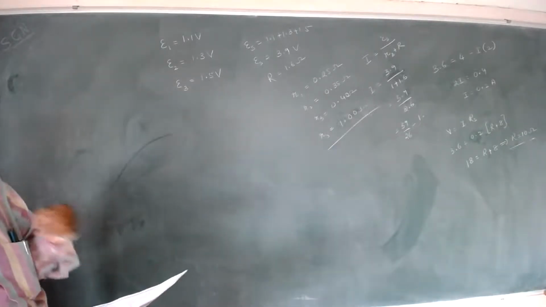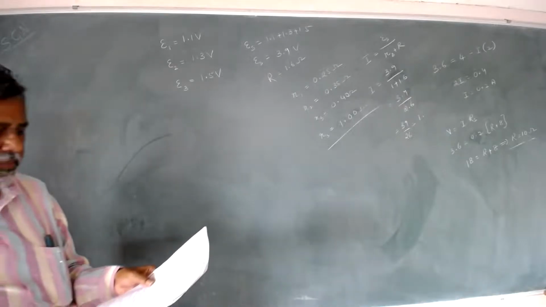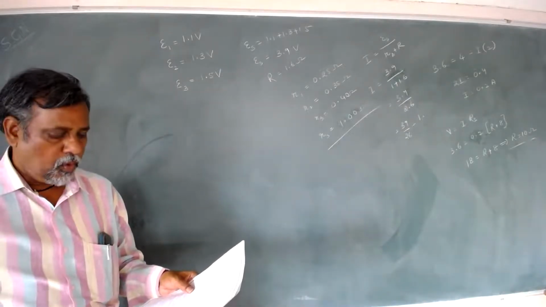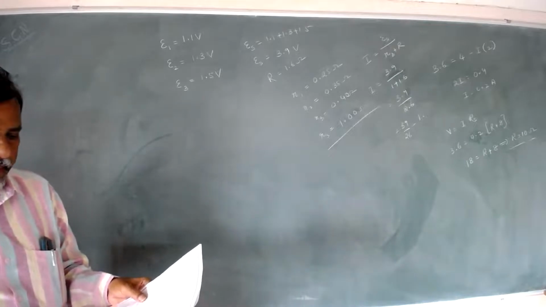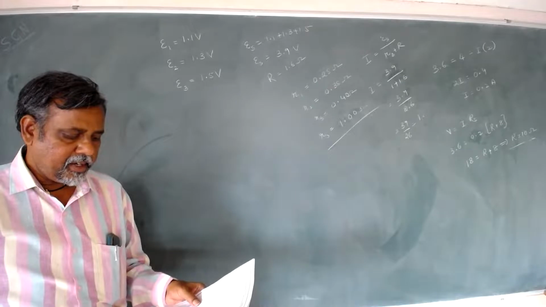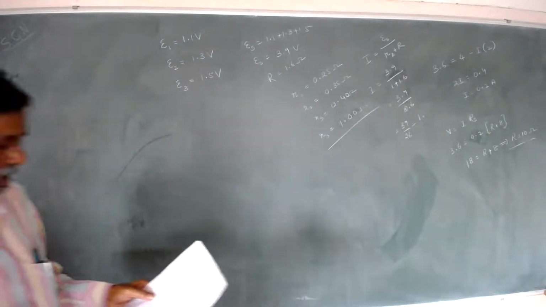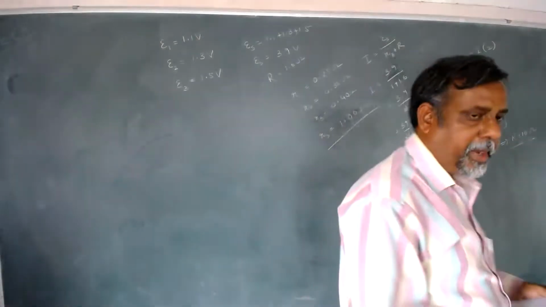Now coming to question number 52. 6 cells each of EMF E and internal resistance of 2 ohm are connected in parallel across an external resistance of 5 ohm. What is the current delivered by the battery?